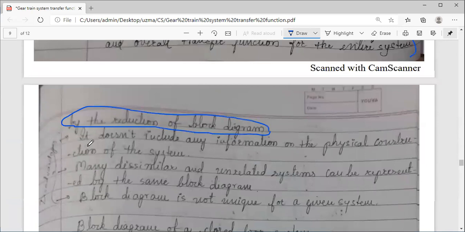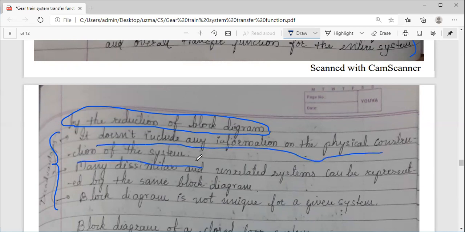These are some of the advantages which I have listed. Now coming to some, I won't call them disadvantages, but they are least helpful to us. It doesn't include any information on the physical construction of the system, because we are using lines and arrows, which depict how the signal is flowing, what each block represents, and which operation it is performing. But how the actual system is physically constructed, that information it obviously doesn't include.